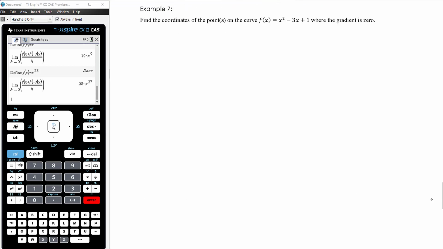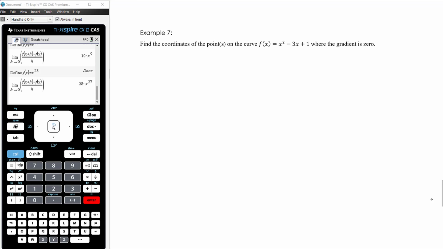Alright, example 7, must be getting near the end I think. Yep, this is the last one. Find the coordinates of the point or points on the curve f of x equals x squared minus 3x plus 1 where the gradient is 0.